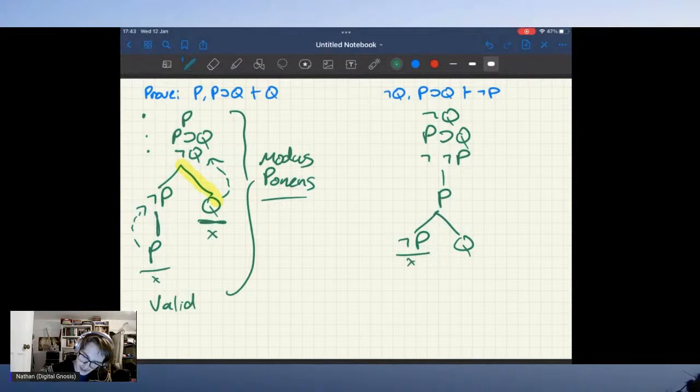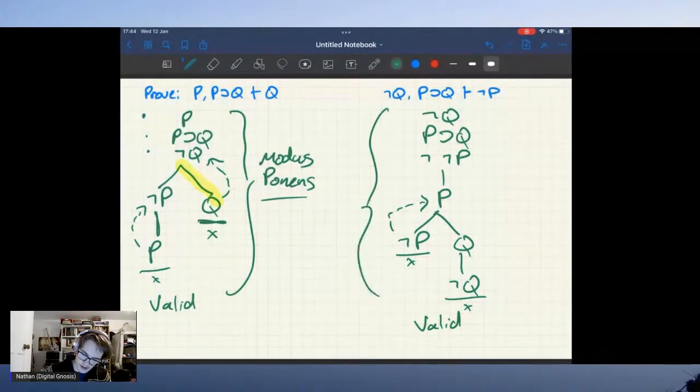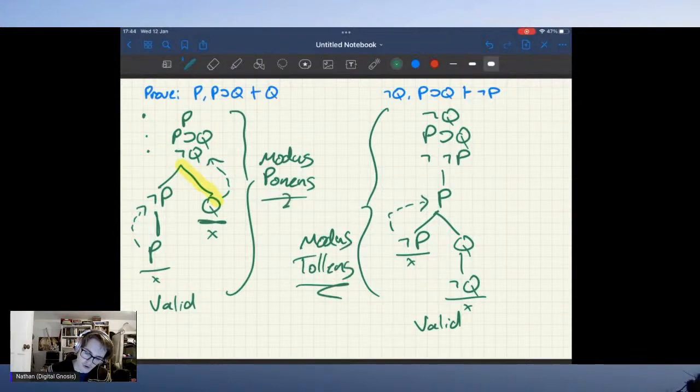This side of the branch closes off. Then we have not Q, and that closes off. All our branches are closed, nothing more we can do. And so this is valid as well. That is modus tollens.